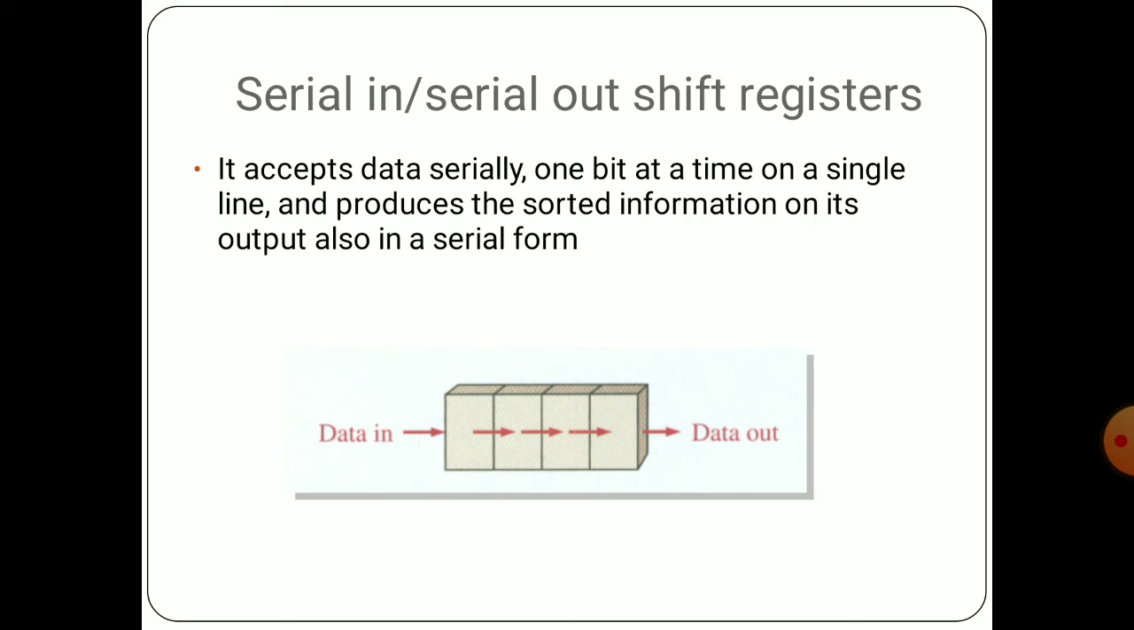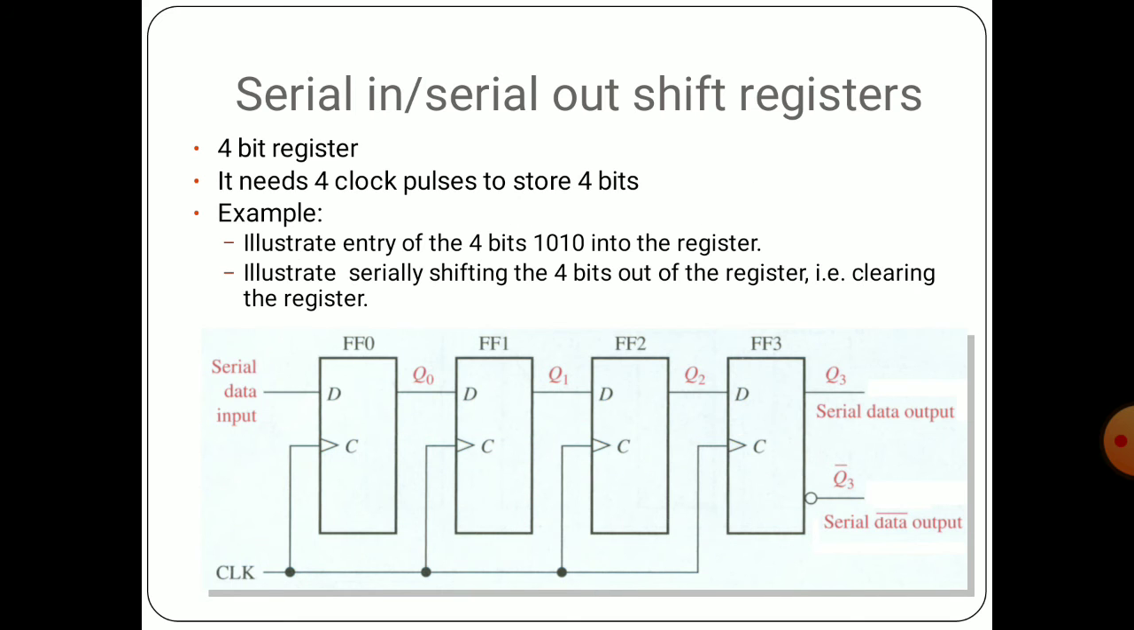See here, the diagram clearly shows data in is bit by bit. Only a bit by bit transfer, and data out is also only a bit by bit pattern. This is the serial in, serial out shift register data pattern. Now let us see. I am going to explain this serial in, serial out shift register by using a 4 bit shift register.